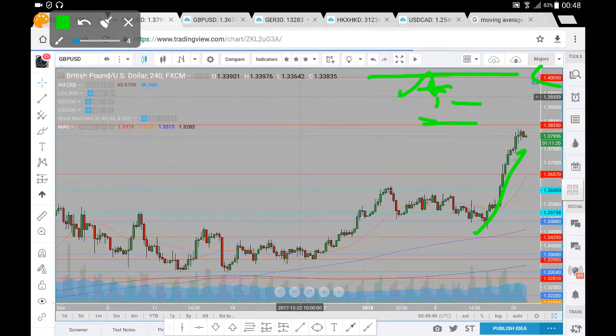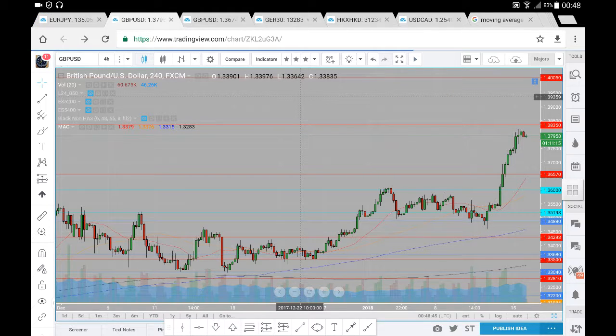At present, we do seem quite bullish. We haven't had a meaningful pullback as of yet, but we'll see how price develops. But overall, it does seem like we are poised for more upside momentum on the pound against the dollar. And with that said, that should pretty much cover the pound dollar analysis.